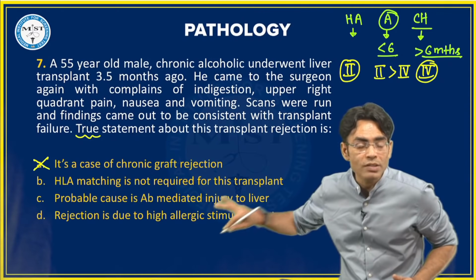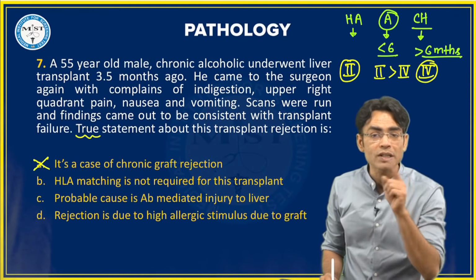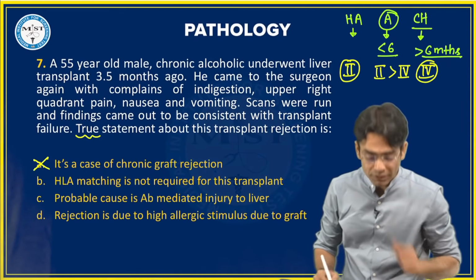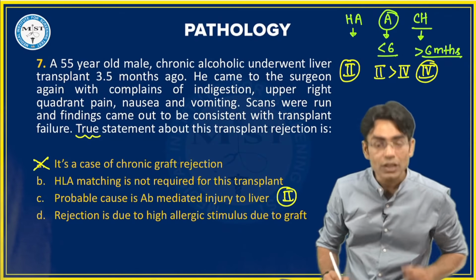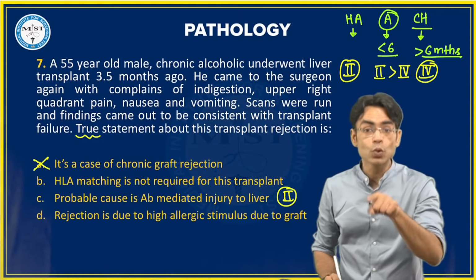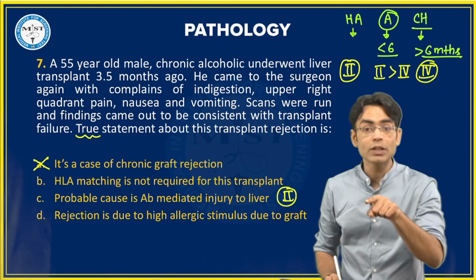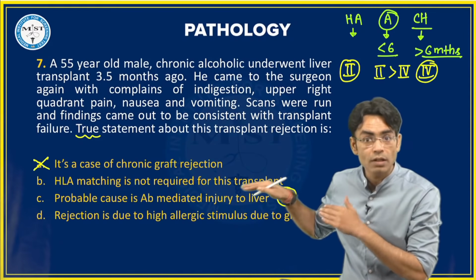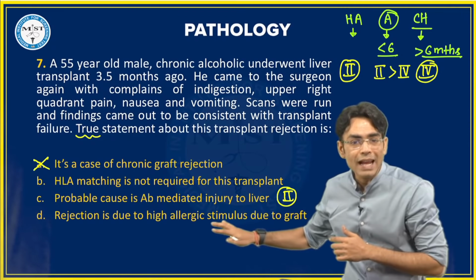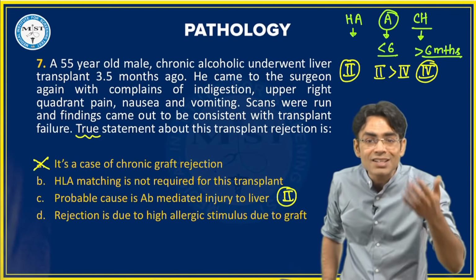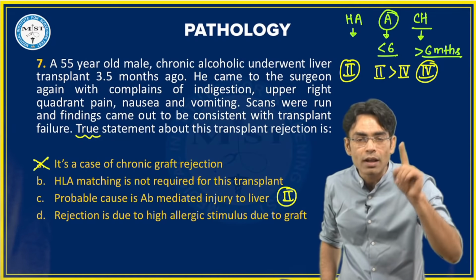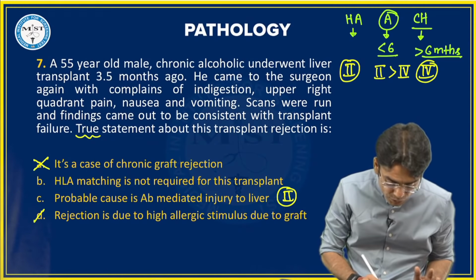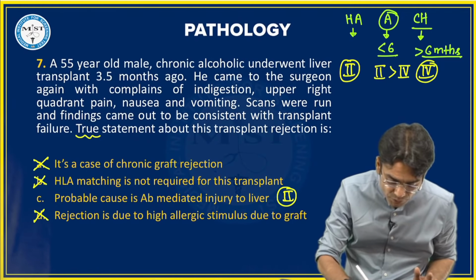Now, the probable cause is antibody mediated injury to the liver. What is antibody mediated injury? Which hypersensitivity does it become? It becomes type 2. We are talking about acute graft rejection, and we know that acute graft rejection is due to type 2 hypersensitivity. So obviously this is the best answer in this question. Allergic stimulus to the graft, that means allergic hypersensitivity is type 1. So can any kind of graft rejection be type 1 hypersensitivity? नहीं. So ये भी नहीं हो सकता बेटा. The correct answer for this question would be C.